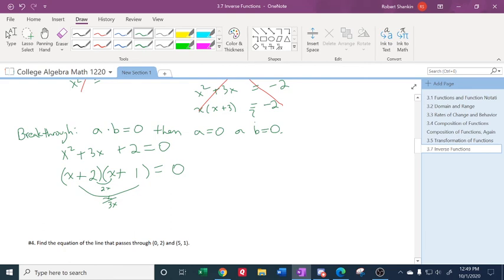Now you have this idea, A times B equals 0. Then either this one is 0 or this one is 0. To get an A is the whole thing, x plus 2. And the only way x plus 2 is going to be 0 is if x is negative 2. And the only way the other one's going to be 0 is if x is negative 1.